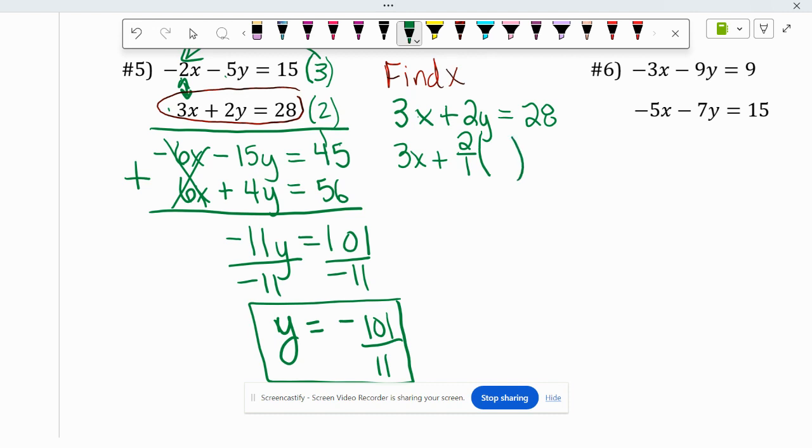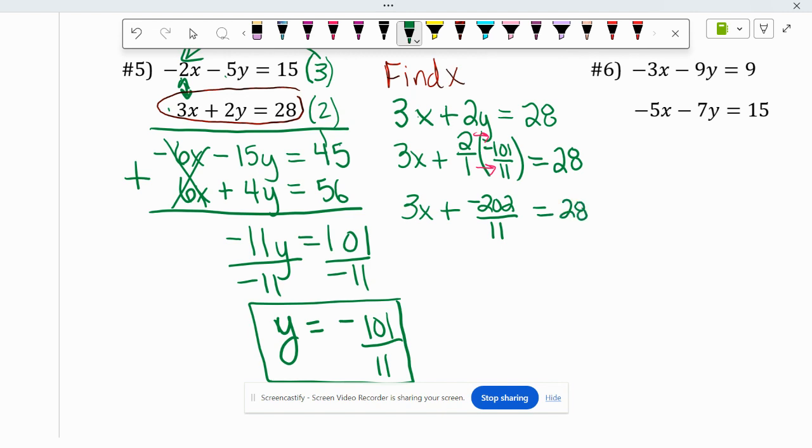Why am I doing that? Why am I turning that whole number 2 into 2 over 1? Any ideas? Yeah, I'm trying to make it a fraction because I want a fraction times y, which is a fraction. I want it to look like a fraction times a fraction. That makes my brain happy. So -101 over 11 equals 28. How do I even do that? Well, you multiply fractions straight across, right? And the whole number 2 is the same thing as 2 divided by 1. So let's see what that looks like. That gives me 3x plus, let's see, 2 times -101 is negative 202. And 1 times 11 is 11 equals 28.